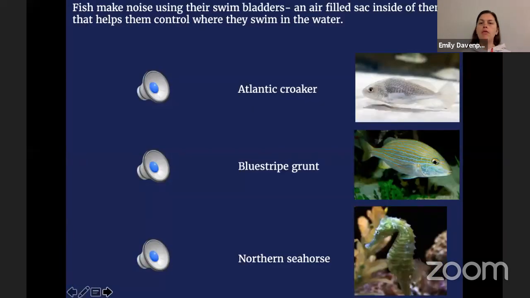Okay, so fish in the water. Most fish have a swim bladder, which is an air-filled sac inside of them that helps them to control where they swim in the water column. But they also use that swim bladder to make noise. So here's a few examples.